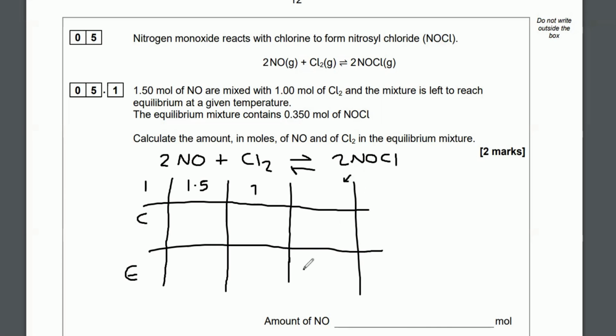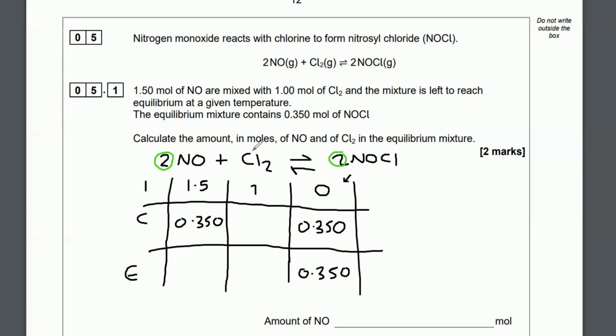What's my initial moles of the nitrosyl chloride? Well, they're a product and there's no products initially, so that is always going to be 0. However, I have been told that we've got 0.350 of nitrosyl chloride at equilibrium, and that's all my data. So as it's gone from 0 moles to 0.350, the change in moles for NOCl is 0.35. As soon as you've got one of them, you can use that change in moles to look at the ratios between the product and the reactants and work out how much has changed of the others. It's a 1-to-1 with the nitrogen monoxide, so that means 0.350 has been used.